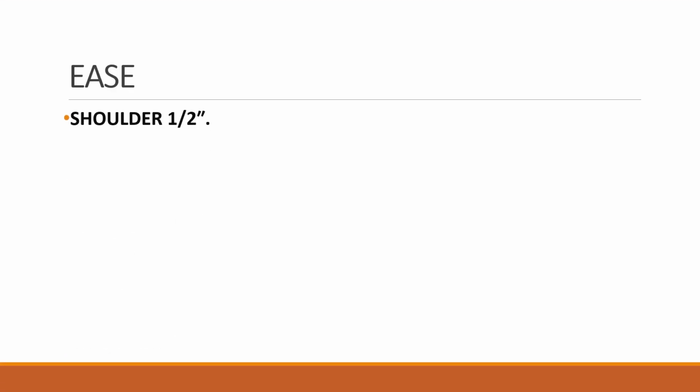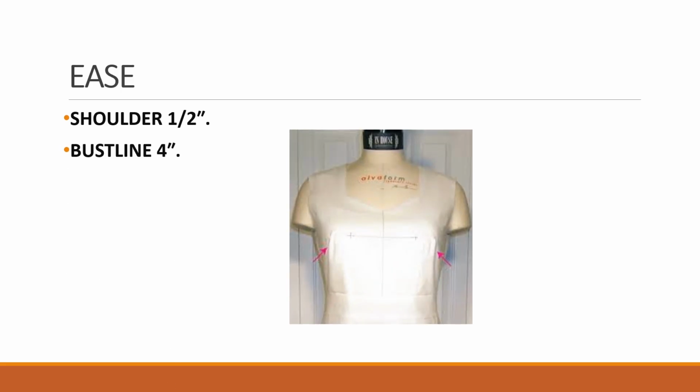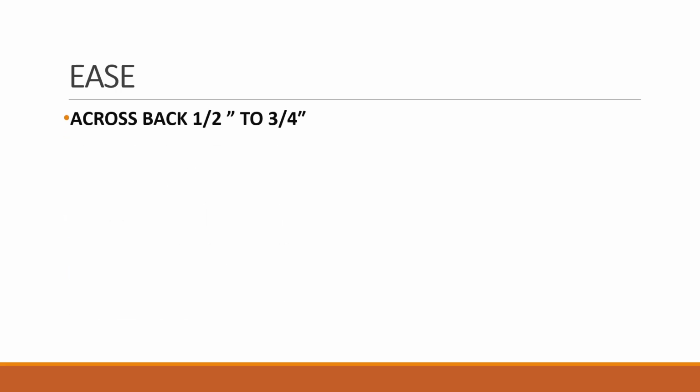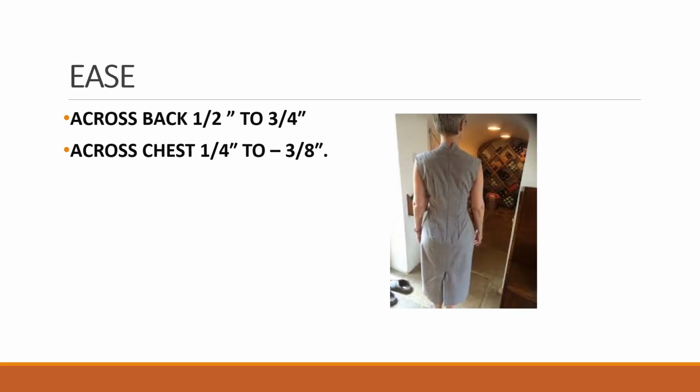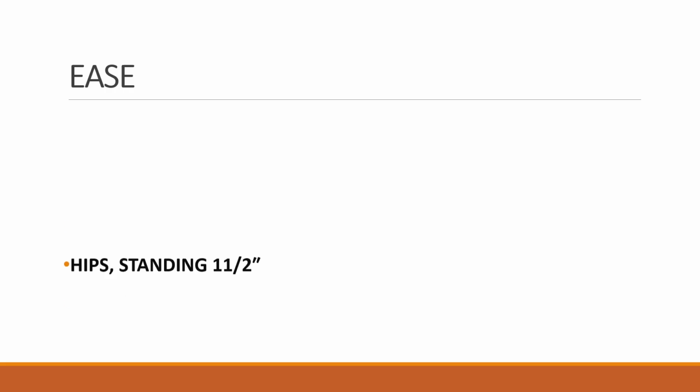Now ease also talks about certain tolerances, like shoulder ½ inch, bust line 4 inch. This kind of tolerance is normally given for good comfort properties. Ease also talks about across back ½ inch or 3/4 inch tolerance, across chest 1/4 inch to 3/8 inch tolerance, as shown in the figure. So our ultimate aim is to get a good fit property. What tolerance levels are applied at different parts of the garment is shown here.